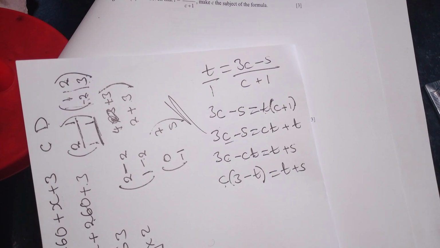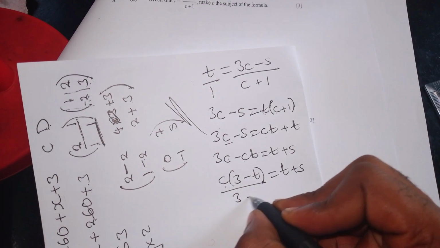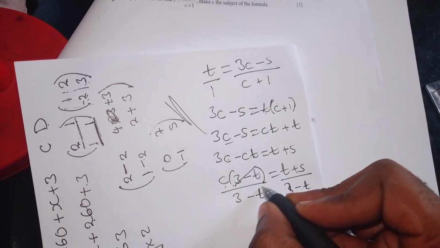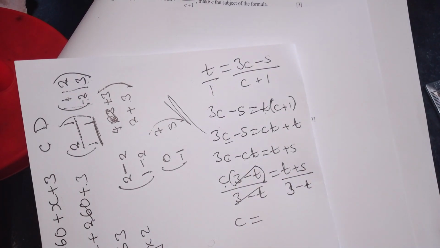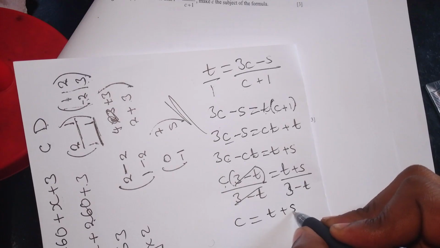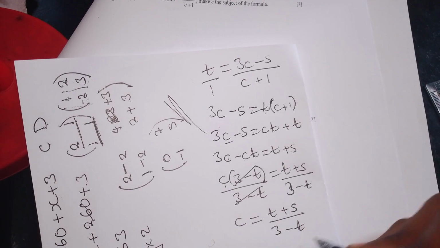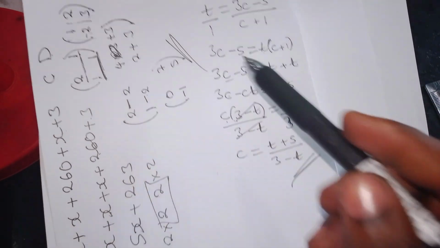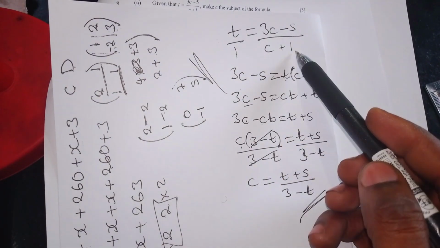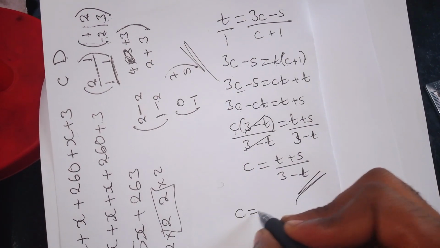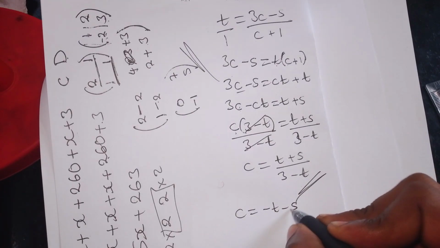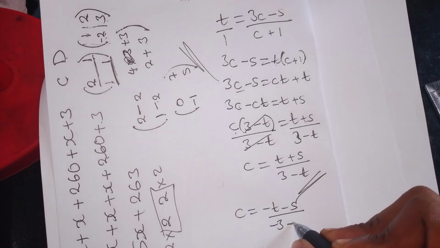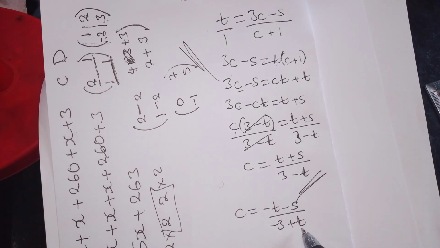And then at this point, I can divide both sides by 3 minus T. 3 minus T, this and this will go. And then my C will be T plus 5 over 3 minus T. And you're done. So if you decided to start with this one, for example, you may get something like this: minus T minus 5, and then minus 3 plus T, something like this.